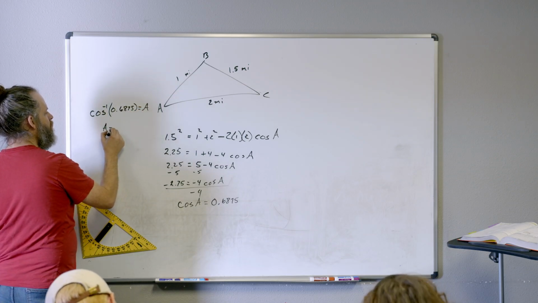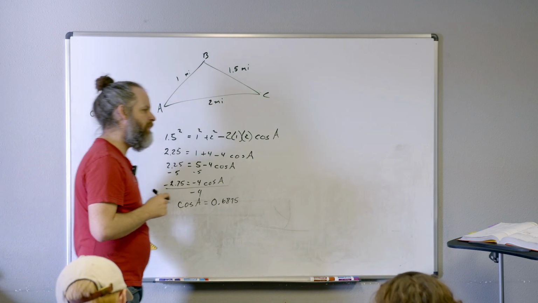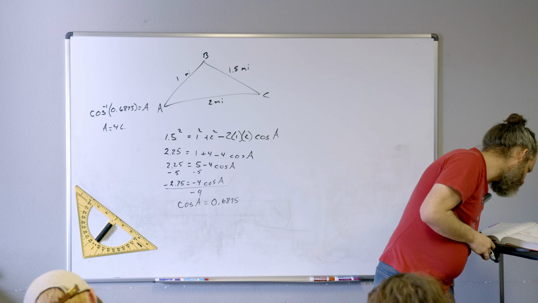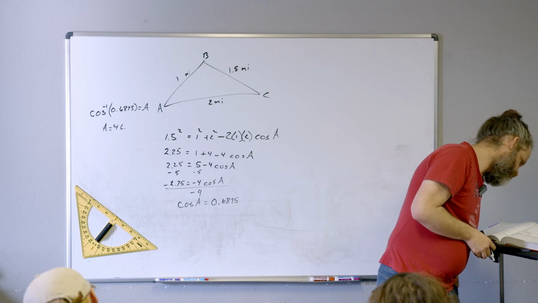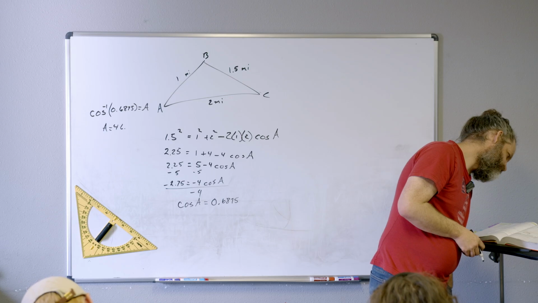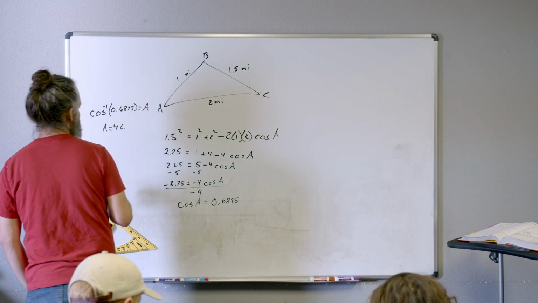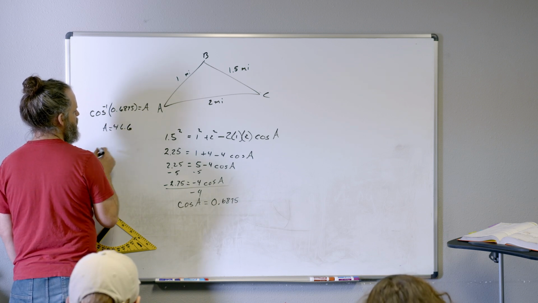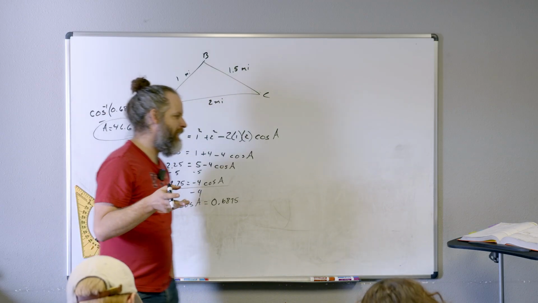And that's 46.56. Let me see where it says to round to. It doesn't say, so we'll just round at the tenths place like they do in the answer. Okay, so 46.6. And that's actually all they asked for.